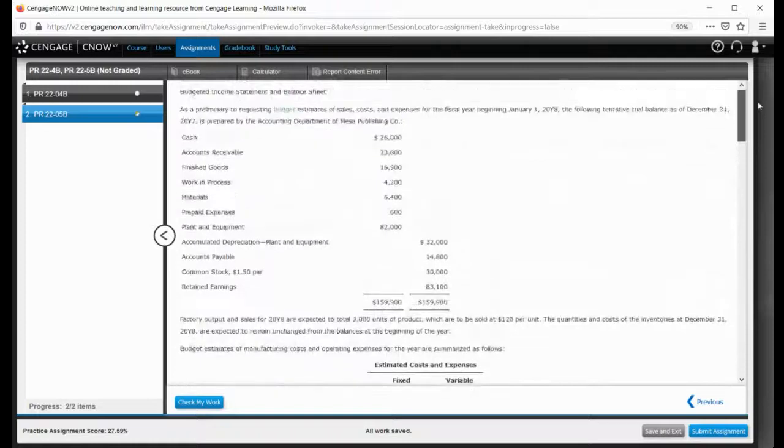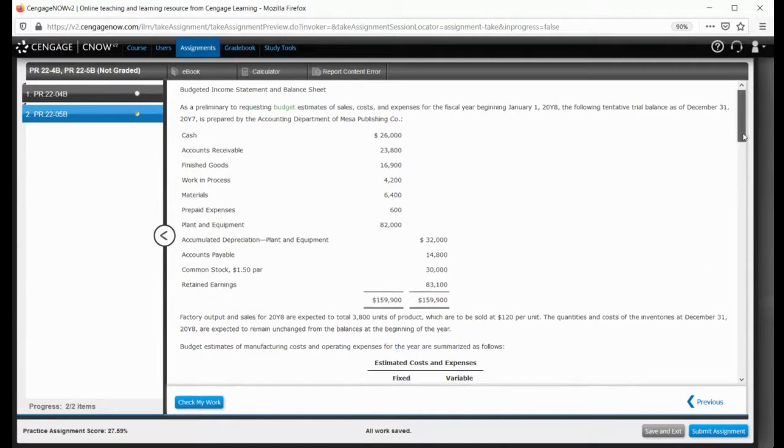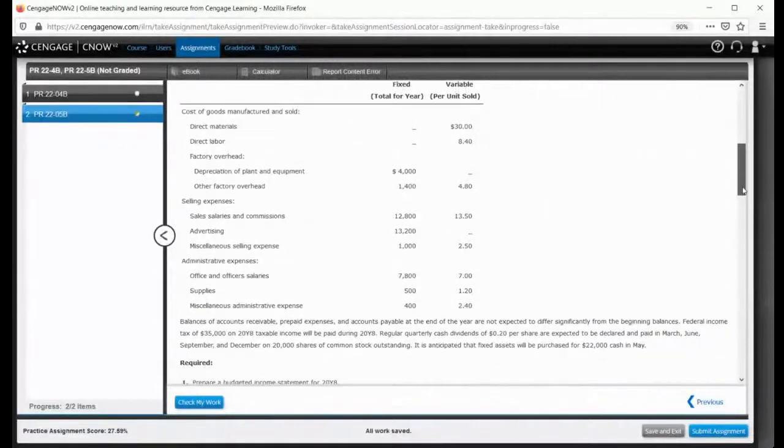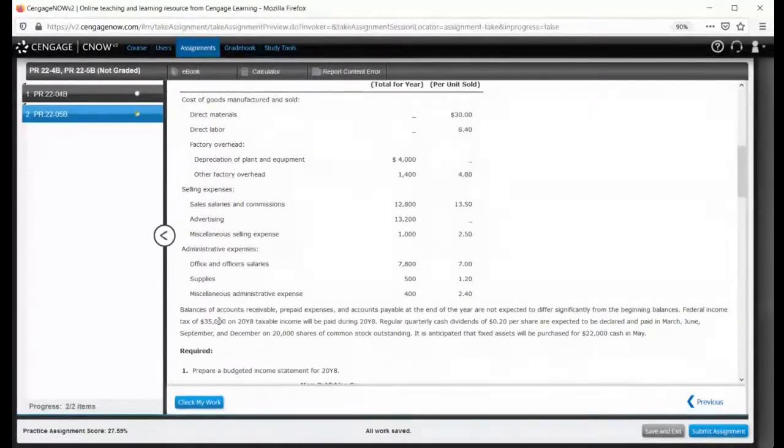From our trial balance, the next thing that we've got is our accounts receivable. And something that they tell us, so it's real important that you read all the information here. But in the last paragraph of additional information, they are telling you that the balances of accounts receivable, all of your prepaid expenses, and accounts payable at the end of the year are not expected to differ significantly from the beginning balances.